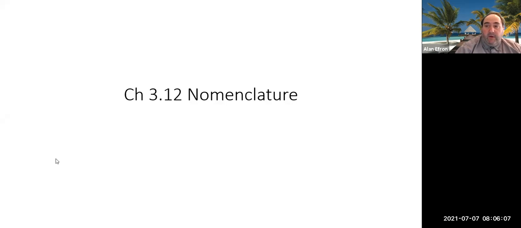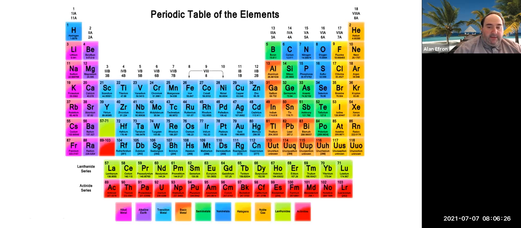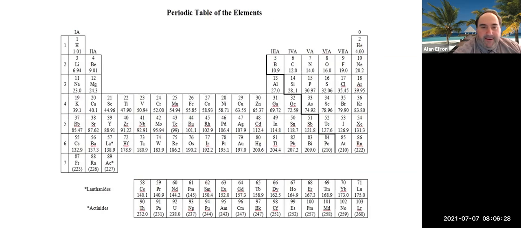So we're going to go over the different ways to name things and write the formulas for ionic compounds and covalent compounds. We'll also talk about acids, and how we properly name those. All right, so let us get into this. It's a periodic table. That's good. All right, obviously very helpful, right?